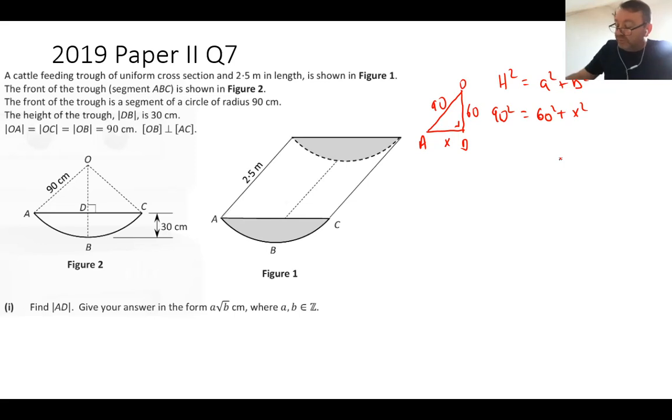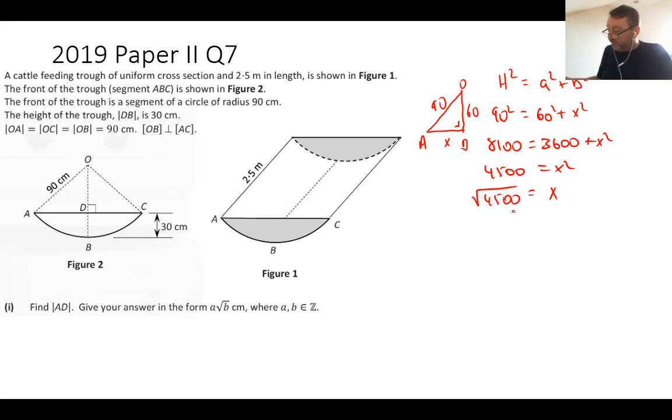90 squared is 8,100. 60 squared is 3,600 plus x squared. So when you take them away from each other, we get 4,500, which is equal to x squared, meaning x will be the square root of 4,500. And if you have your calculators handy, the answer comes out as 30 root 5. Now I've looked at these questions already just to save time, not to be messing around with a calculator, so I have the answers there. So that's 30 root 5.